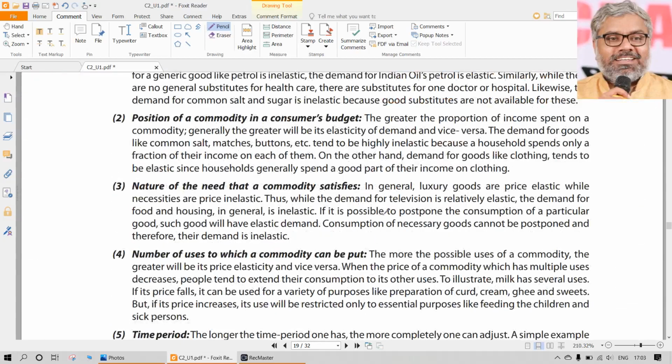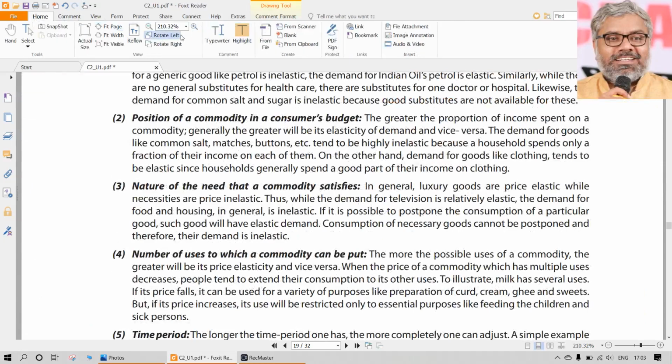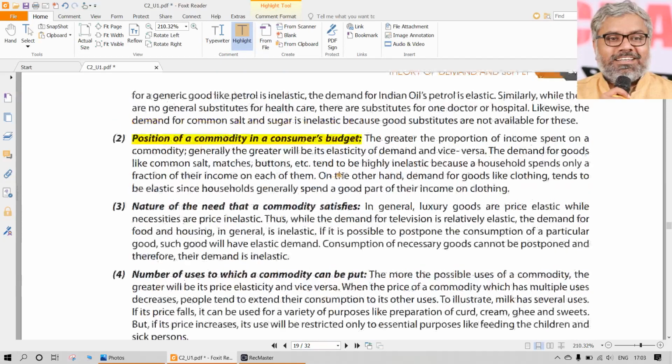Then going on to the second point, this also could be one of the factors that might influence the price elasticity of demand: the position of a commodity in a consumer's budget. You can take any example like a normal household. If you take common salt, matches, buttons, etc., do they have a huge portion in the normal monthly budget? Is any family going to spend 30% of their income on salt and matchboxes and the like? Definitely not. It means these have a very low place in the consumer's budget.